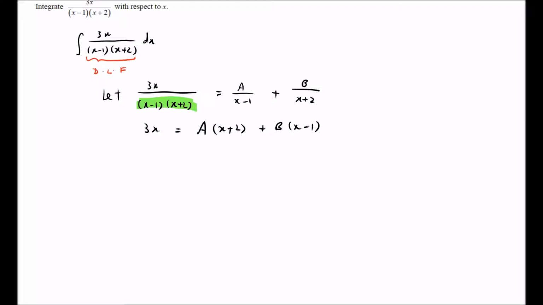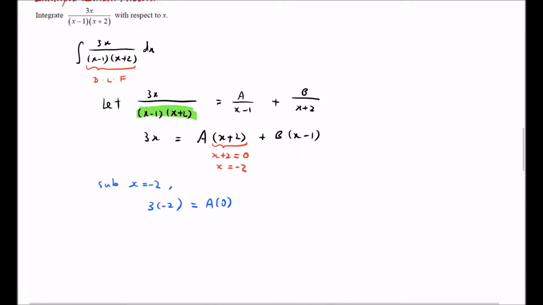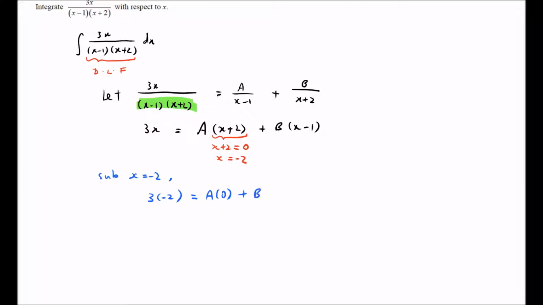Now the next step, to find a and b, we can use different values of x and sub into this equation. One way is to use this bracket, x plus 2, to find the value of x. So we set x plus 2 equals 0, and in this case x will be minus 2. Then we sub x equals minus 2 into the equation. So we get 3(minus 2) equals, now of course a will multiply 0 because we set x plus 2 equals 0, plus b(minus 2 minus 1). So you have minus 6 equals minus 3b, and b will be equal to 2.